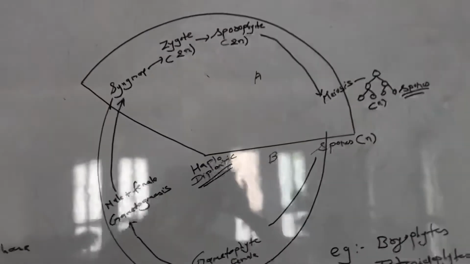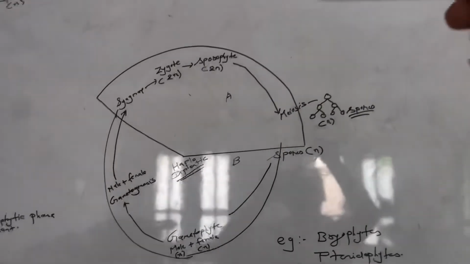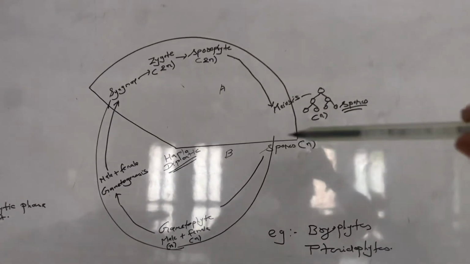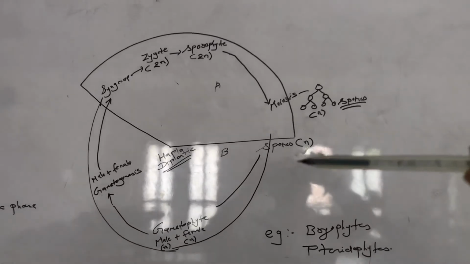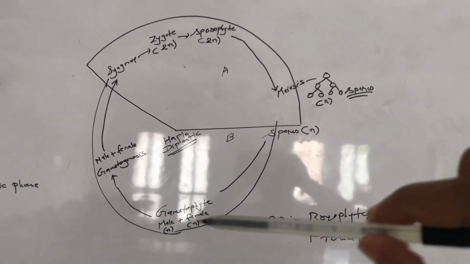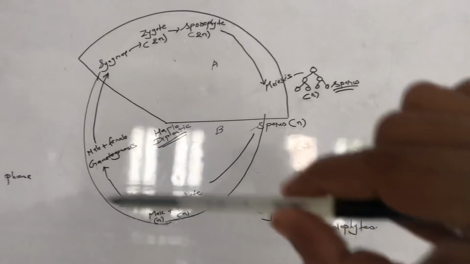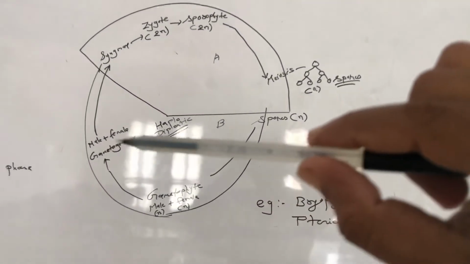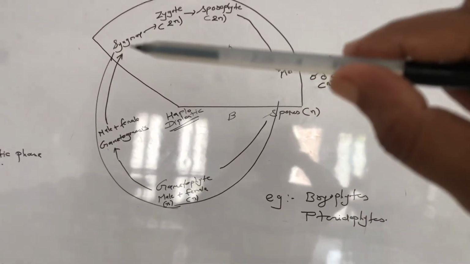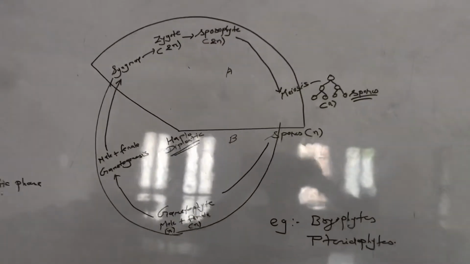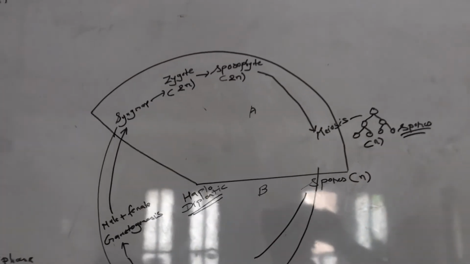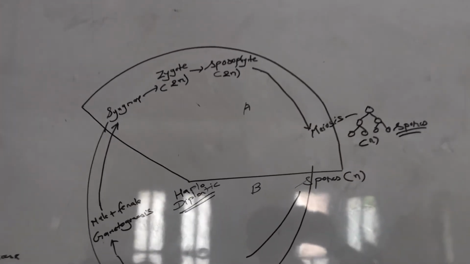Now what about haplodiplontic? Haplodiplontic means both phases contain an equal portion. First, when the spores are there, we all know the spores are haploid in nature. From the spore, there will be formation of the gametophyte, where male and female gametes are produced through gametogenesis. Then syngamy takes place, meaning male and female gametes join together, and there will be formation of a zygote as a result of fertilization, which is 2N. From the zygote, there will be formation of a sporophyte, which is also 2N, diploid in nature.